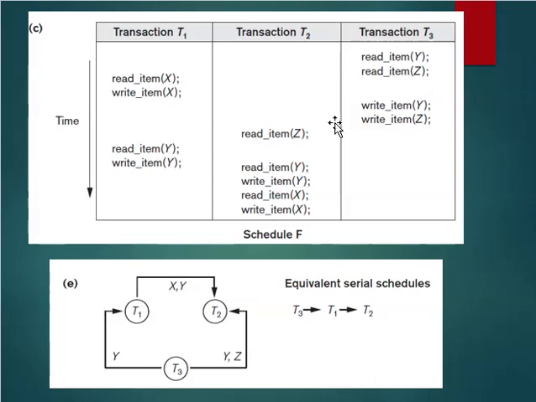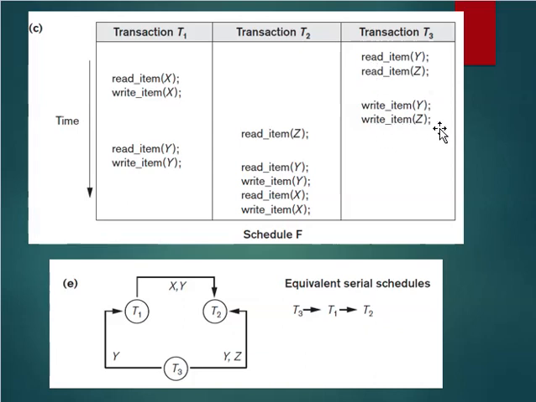Then you can see the next operation, write item of Y in transaction T3. Does it make any conflict with T1 and T2? Yes, it makes a conflict with T1 and T2 on write item Y. So we have to plot T3 to T1 on Y. I think we already drew it. So the first operation in T3, the read item, is already drawn.